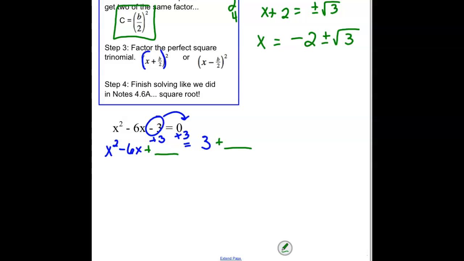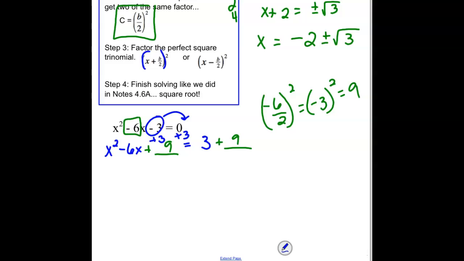So we're going to take our b term, our -6, divide it by 2, and square it. Well, dividing it by 2 gets us -3. Squaring it gets us a 9. So we want to add 9 to both sides. So we have x squared minus 6x plus 9 equals 12. Now we have created on the left side a perfect square trinomial. So it should factor nicely.